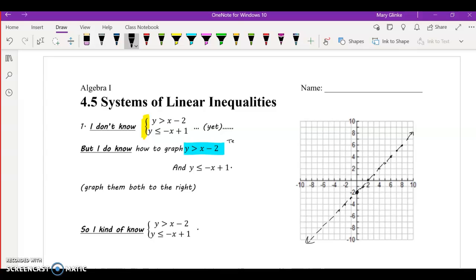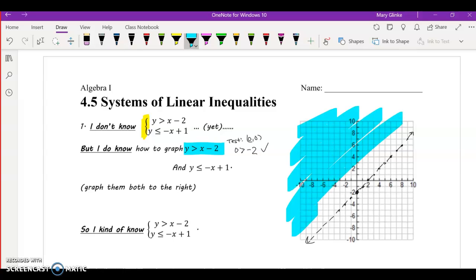So to do shading, we're going to go ahead and test 0, 0. We get 0 is greater than -2. This is true. So for this one, what we would do is we would normally shade above. Okay, so that's what we've done in the past. We also then can use that to do this bottom one. So we're going to go ahead and graph our y-intercept of +1 and our slope of -1.